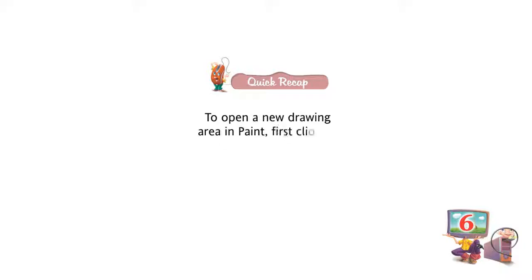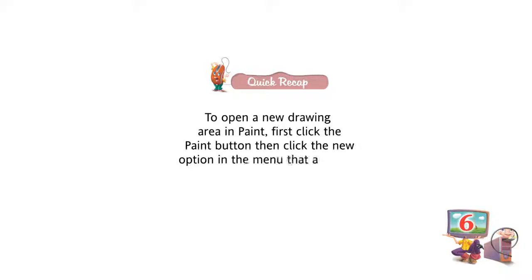To open a new drawing area in Paint, first click the Paint button, then click the New option in the menu that appears.